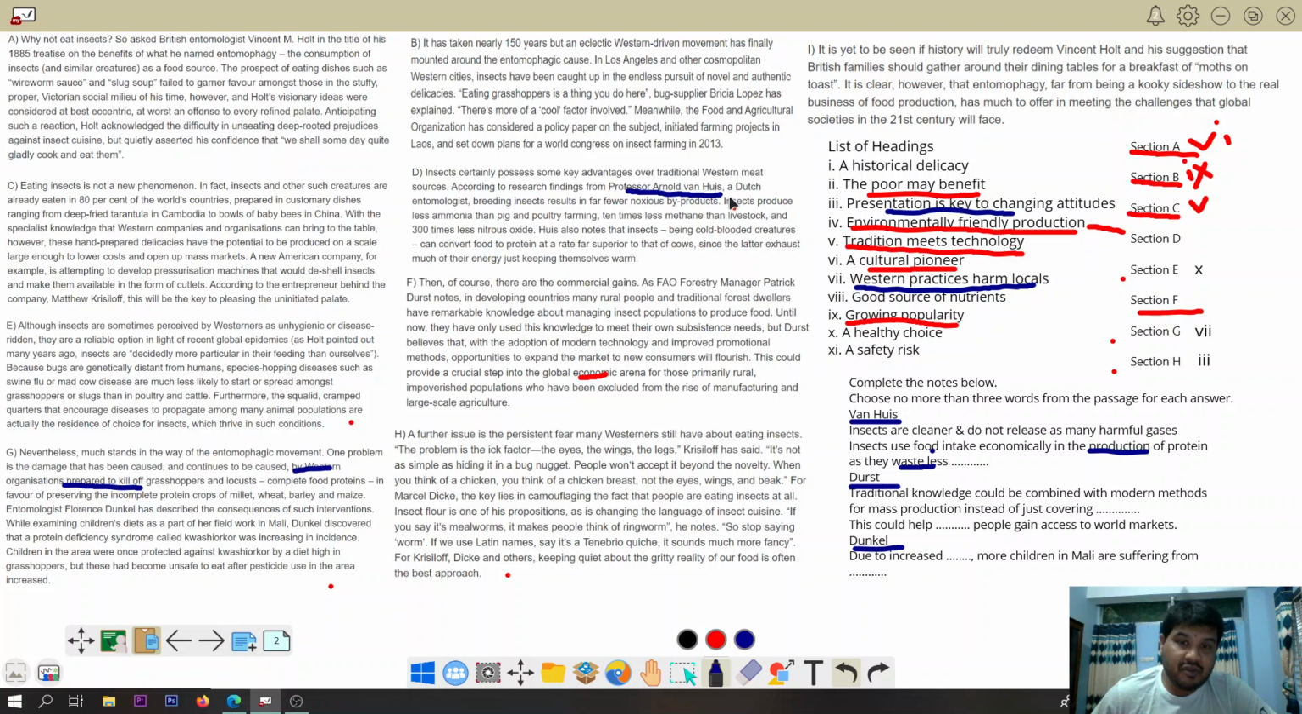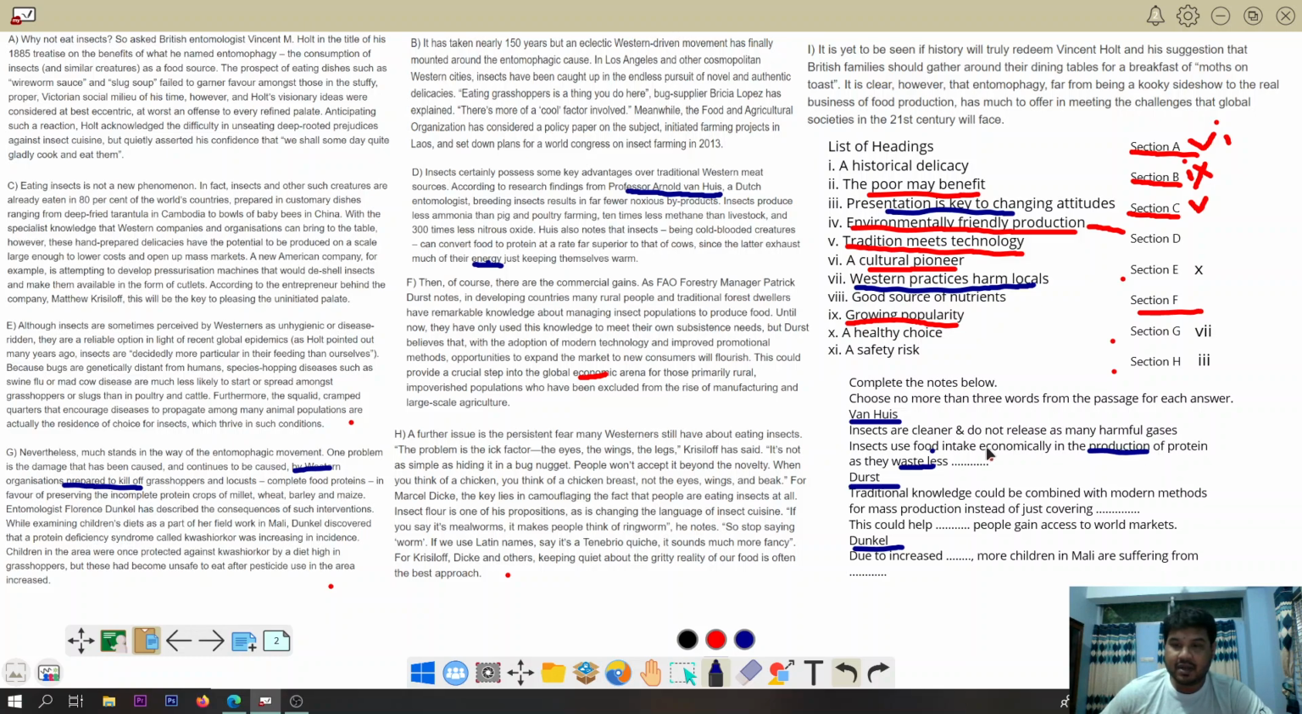So let's read. It says insects produce less ammonia than pig and poultry farming, 10 times less methane than livestock, and 300 times less nitrous oxide. Van Huis also notes that insects, being cold-blooded creatures, can convert food to protein at a rate far superior to that of cows, since the latter exhaust much of their energy just keeping themselves warm. So there you go. I think the answer most likely is energy.